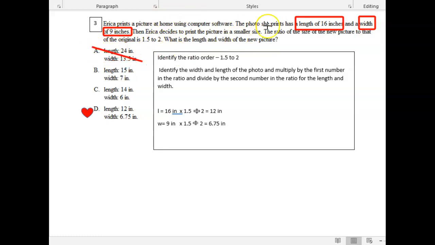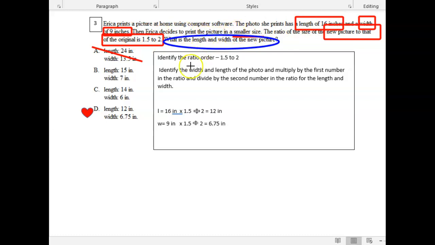And I'm going to eliminate A because of the powerful text. Now, the text also states that the ratio of the size of the new picture to that of the original picture is 1.5 to 2. New picture to original picture is 1.5 to 2. It wants us to find what is the length and the width of the new picture. Remember, both of those new values are going to be smaller in size, smaller than 16 and smaller than 9, because the text told us so.